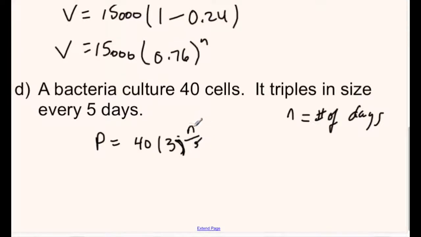And then notice after 10 days, that exponent is 2. After 15 days, that exponent is 3. And that allows it to triple on those number of days. So this equation, let me write it a little bit nicer, would be the population of that bacteria tripling every 5 days.